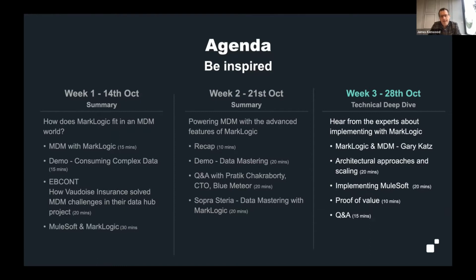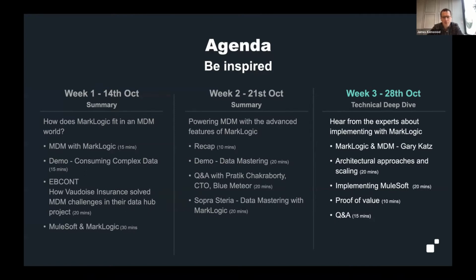Today's session is going to be a little bit more technical in nature than the previous two. Hopefully that will help provide a good understanding of our approach to helping with MDM projects. We're going to start with a presentation from Gary Katz. Gary's a seasoned expert in the MDM space, having implemented solutions with MarkLogic and other vendors. Next, we'll have a session from Frank from MarkLogic, who's going to talk about some of the architectural patterns and approaches that we see in customers implementing MarkLogic.